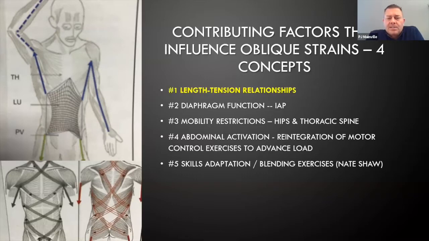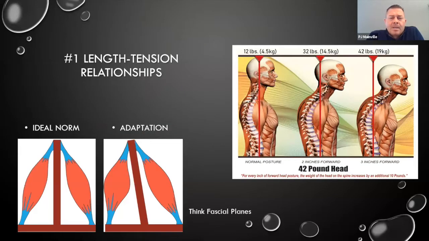So first, we'll start with length tension relationships. Length tension relationships inherently occur all over the body amongst agonist and antagonist muscle groups, but adaptively, these muscle groups are generally classified as either short, overactive, or long and inhibited.